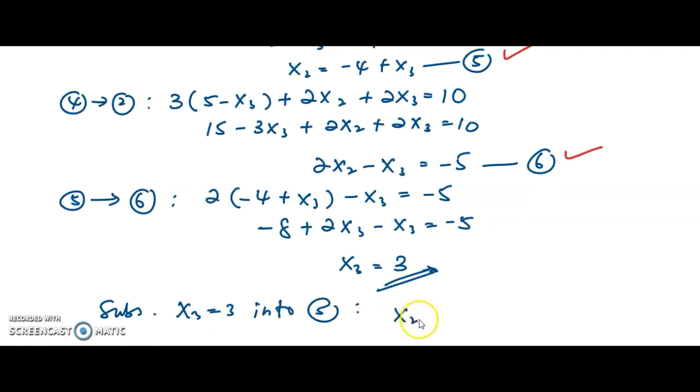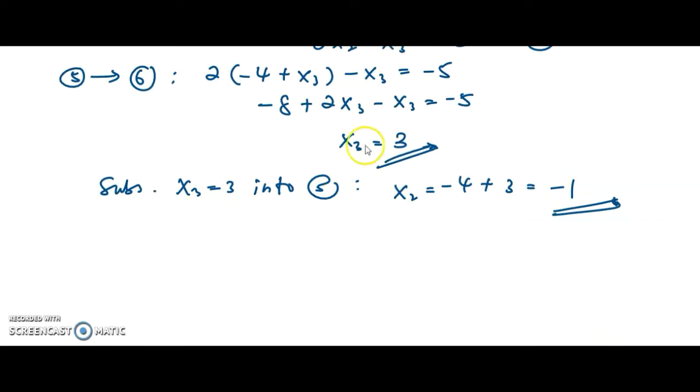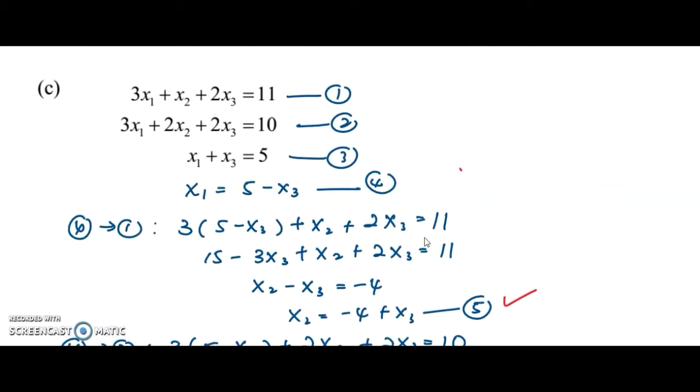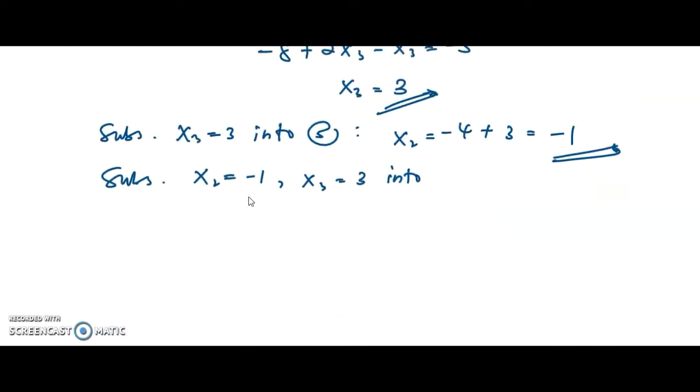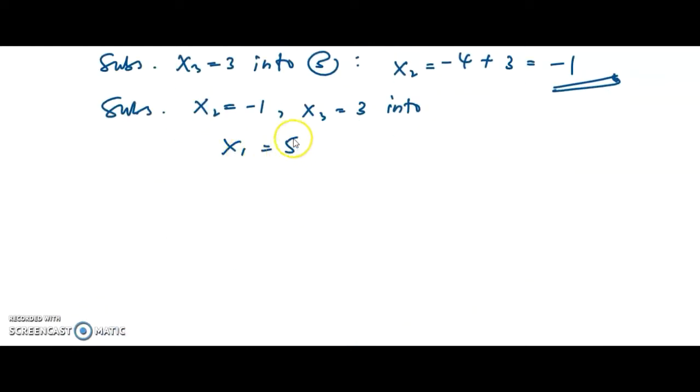Okay, so you will have your x2 equals to, putting the x3 as 3, you have your x2 equals to negative 1. After you have x2 and x3, you can substitute both values, that is substituting x2 as negative 1, x3 equals to 3 into either equation 1 or equation 2 or equation 3, or it might be equation 4 because I'm going to find x1. So x1 equals to 5 minus x3. This is given by the equation 4.